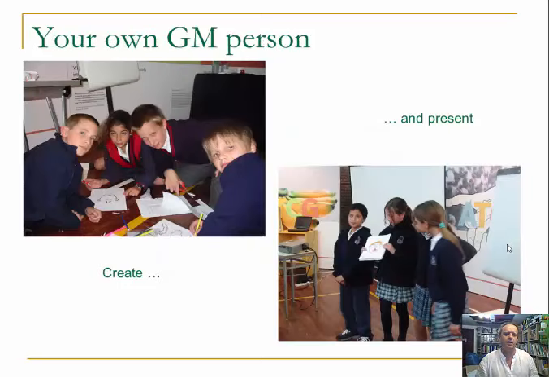This is an example again from science, where a group of 11, 12-year-olds in Argentina are looking at genetics, and they've been given the challenge to create their own GM person. They've got all the ingredients, all the proteins, the paired proteins to create their own Frankenstein, if you like. And then they have to present it. So they work together to choose what the combinations of base pairs are going to be to build their person, and then they colour, they name, they characterise, and they present like this.